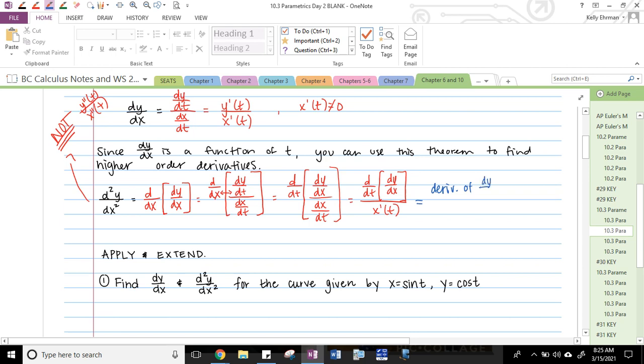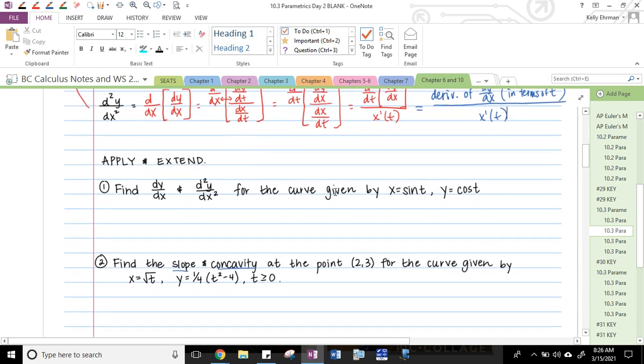So again, in words, it's the derivative of dy dx, that answer in terms of t, because dy dx will be an answer that involves t, divided by x prime of t. So let's use that formula to do these examples.